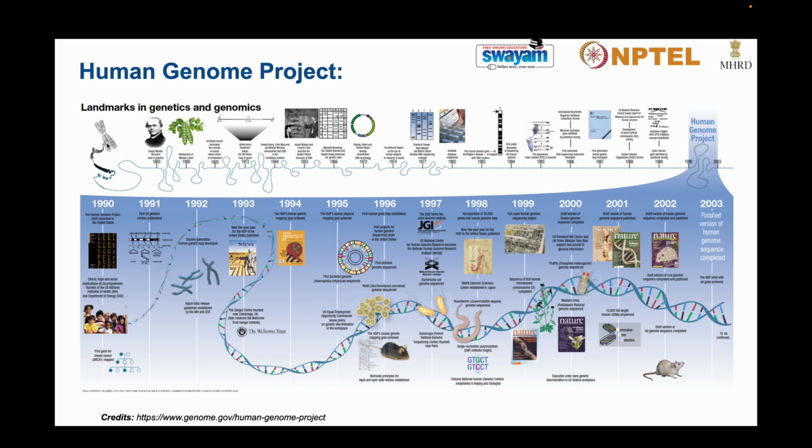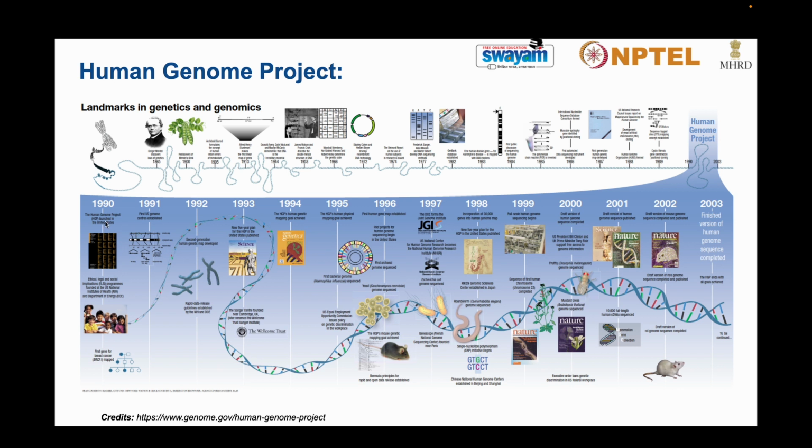This begins from the discovery of DNA, its structure, then Mendelian inheritance, then further the different recombinant DNA methods, the sequencing methods, the electrophoresis methods, they all came up. Then came the Human Genome Project in the 1990s. It continued till 2003. So these are the major events that happened during the Human Genome Project.